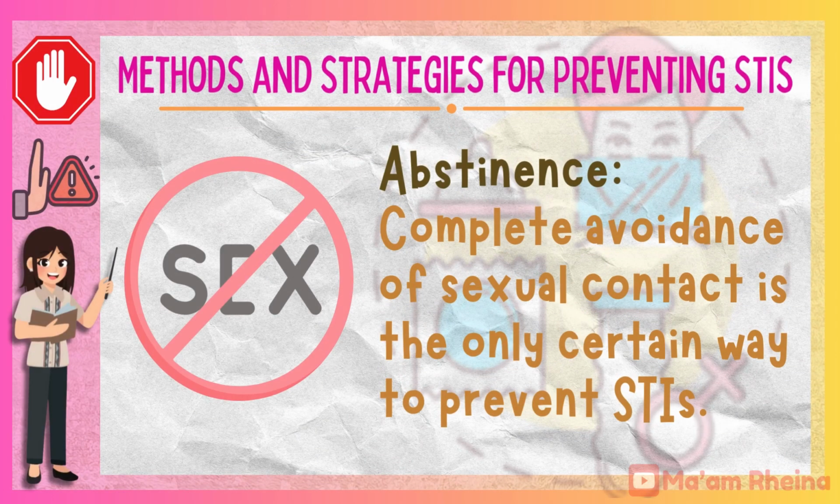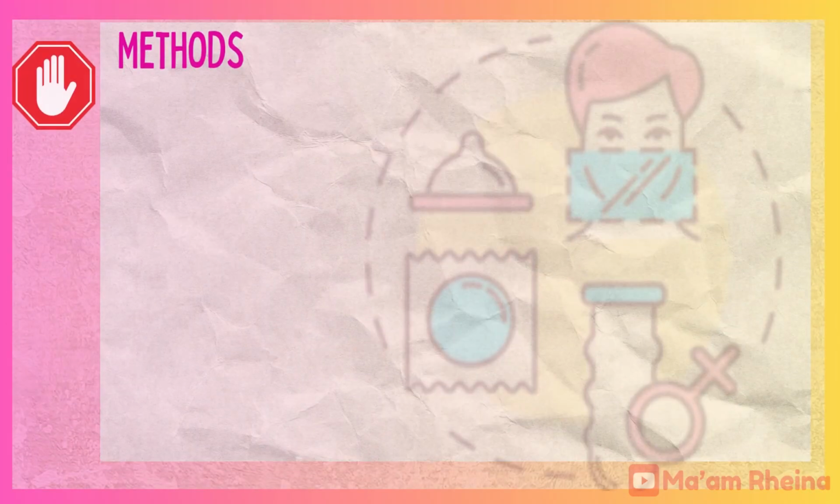Abstinence. This means choosing not to have any type of sexual contact. It's the only 100% effective method to prevent STIs. No sexual activity equals no chance of transmission.